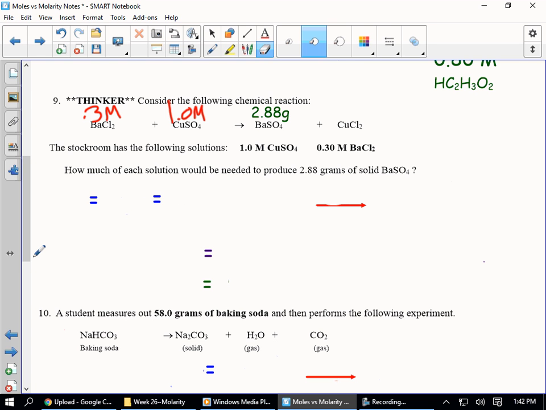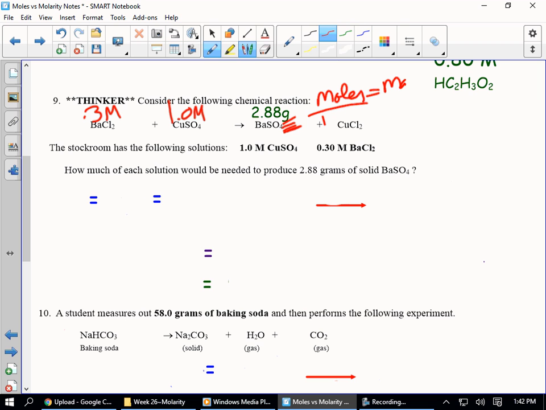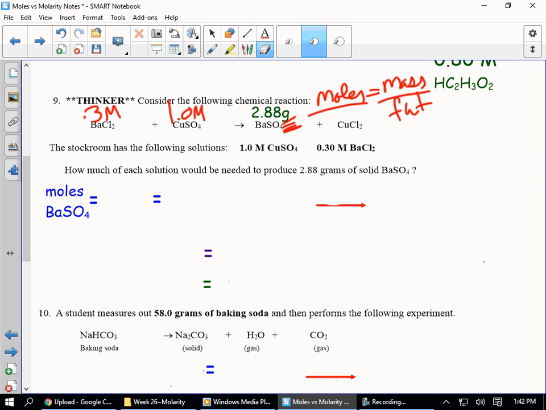Hopefully you said the barium sulfate, because as soon as I see grams, all I need is a periodic table to do moles is equal to mass over formula weight. So I know that we can always find moles of BaSO4. So I'm going to start by finding moles of BaSO4. So I want you to start there. Again, pause any time that you think you know what you're doing.